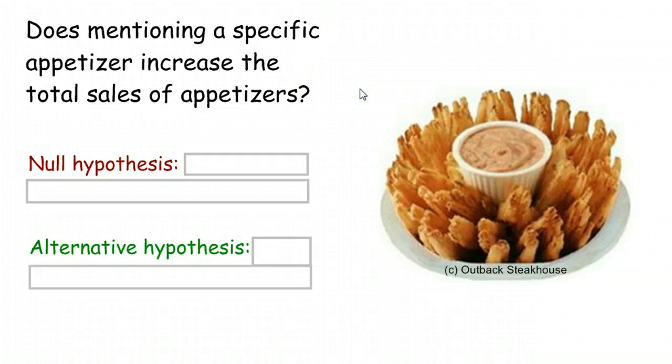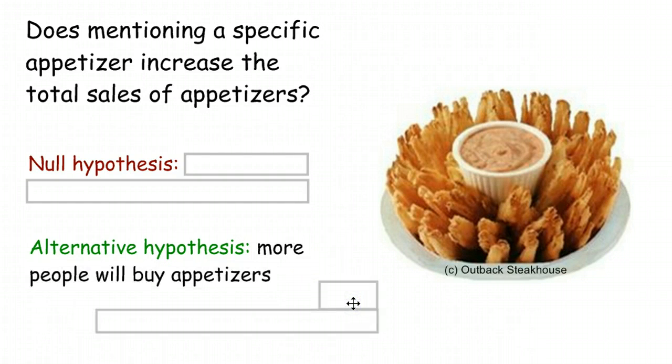So you sit down and someone says to you, would you like an appetizer? You might say yes or no. Instead, they might say, do you want to try our blooming onion, our favorite appetizer? And you want to see if mentioning that specific name instead of just the general term is going to increase your sales. Now the goal is the alternative, so sometimes you even want to start with the alternative.